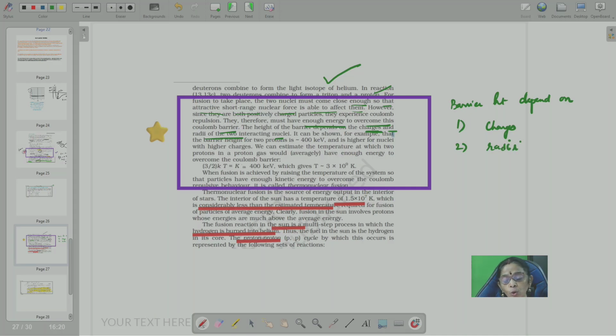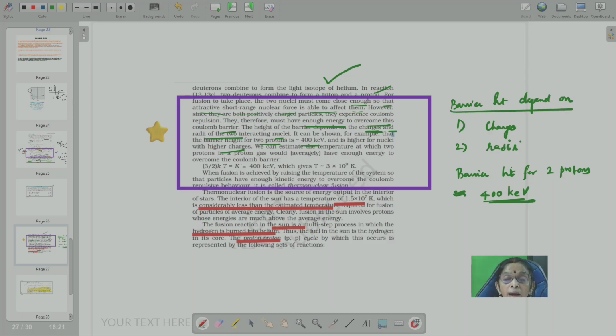It can be shown that the barrier height for two protons is about 400 kilo electron volt. This much energy is required, and it is higher for nuclei with higher charges.